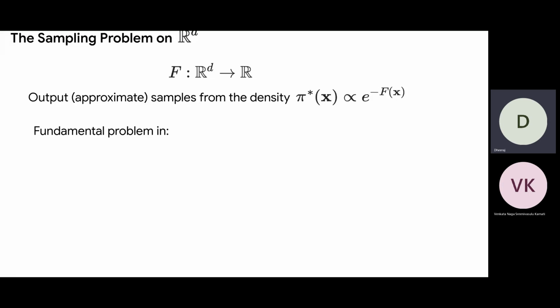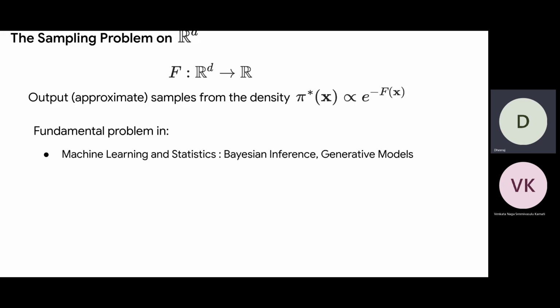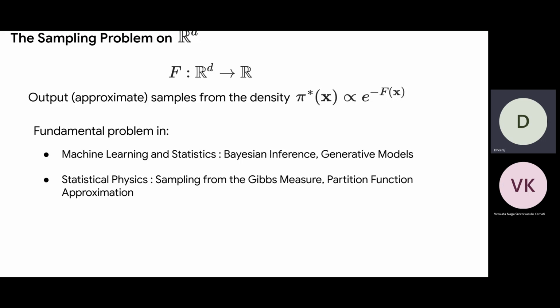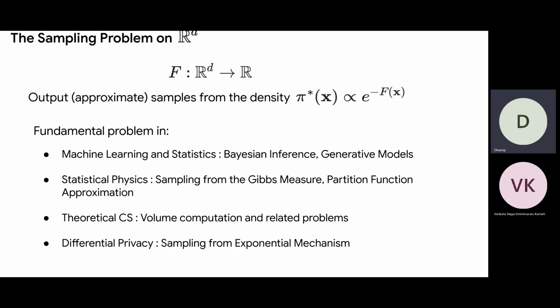For instance, if you want to do generative models or Bayesian inference, you want to sample from potentials like this. In statistical physics, where everything is inspired from, this is a fundamental problem. It's called a Gibbs measure, and f is called a Hamiltonian. In theoretical CS, it comes up in convex bodies and volume computations. And also these days in differential privacy: if you learn using the exponential mechanism, it involves sampling from such a distribution, and it is assured to be differentially private.